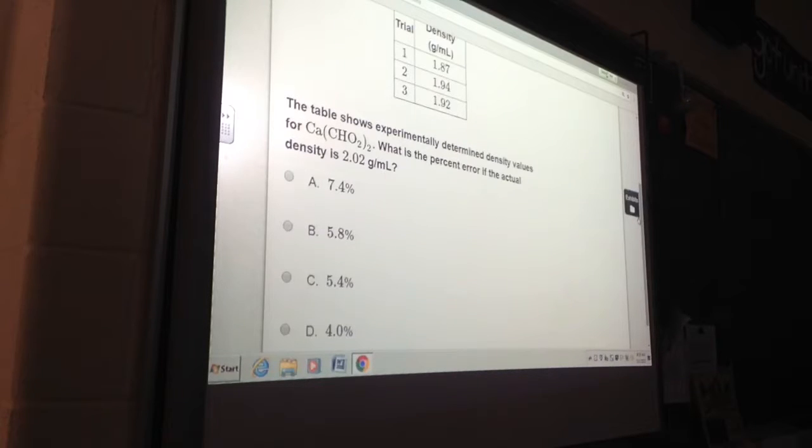Is that more better? Zoomed in. You don't have to write down the actual question. We don't have time for that. You just show your work on your paper. We don't have time to write it down.